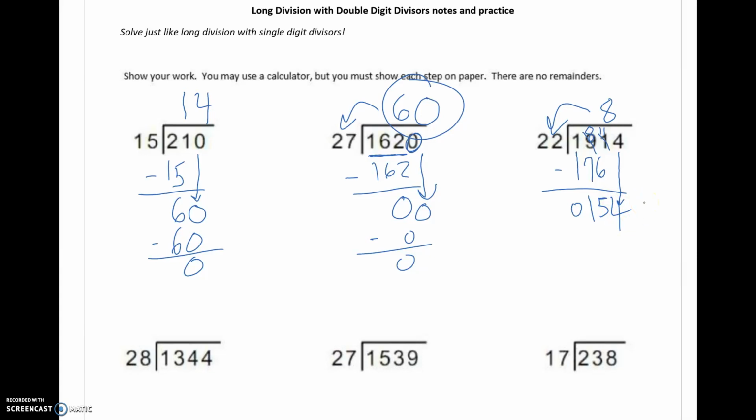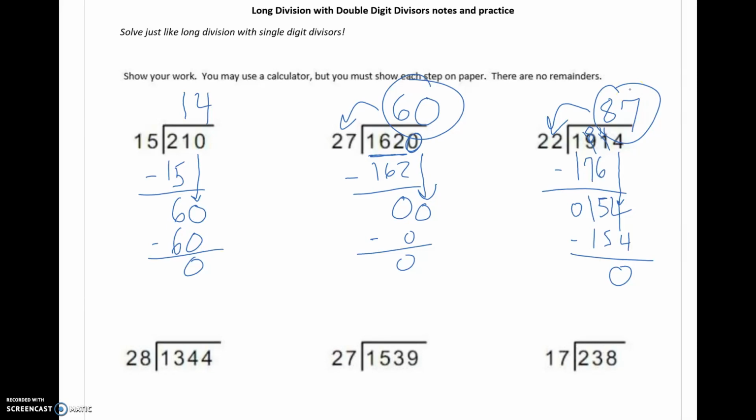Again, I don't know how many times 22 goes into 154. So use your calculator. 154 divided by 22 gives you exactly 7. 7 times 22 is 154. Subtract and your remainder is 0. So 87 is our answer. Okay.